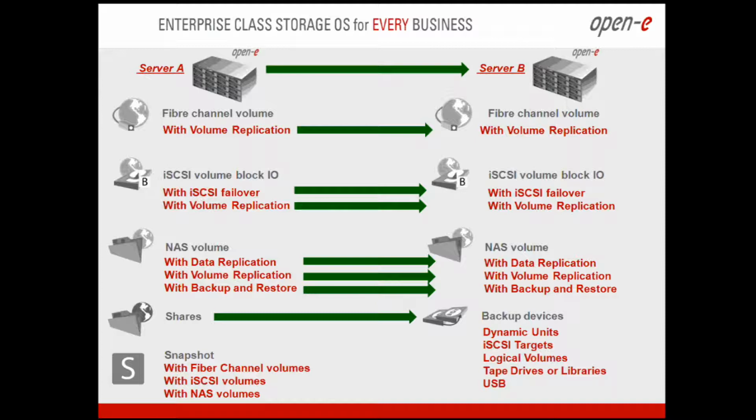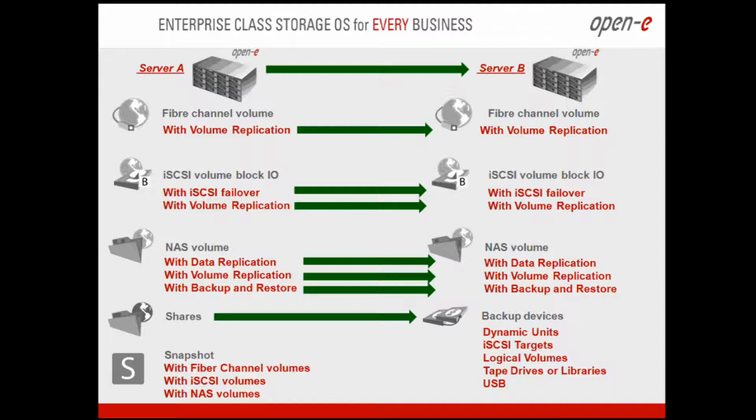So here you see right here underneath the NAS volume, you see shares, backup devices. We've previously talked about dynamic units. You could create a dynamic unit which virtualizes it as a tape library. So you can use a big volume, convert it into a dynamic unit through our volume unit manager. You could use an iSCSI target to turn into a dynamic unit. You could take a logical volume and back up your shares to a logical volume, or tape drives/libraries, or even a USB drive.